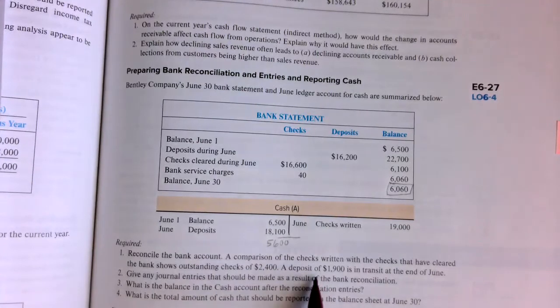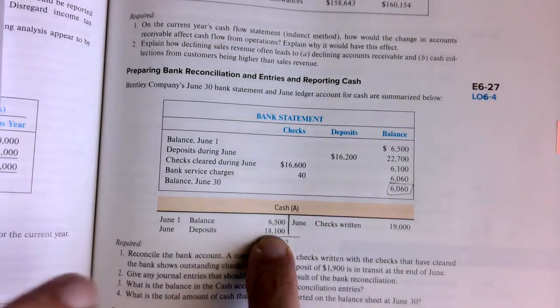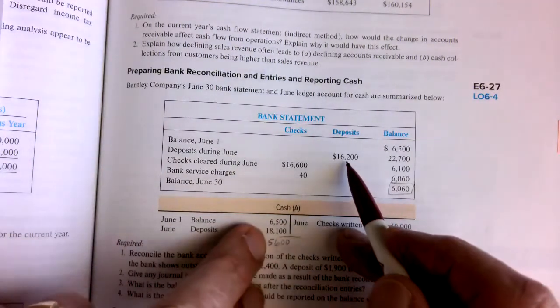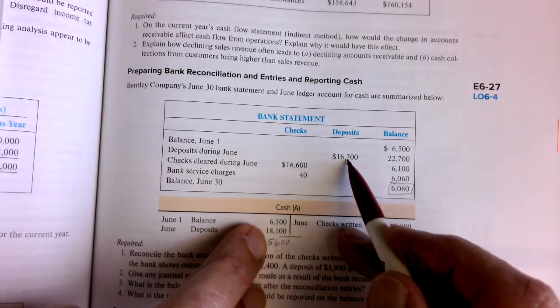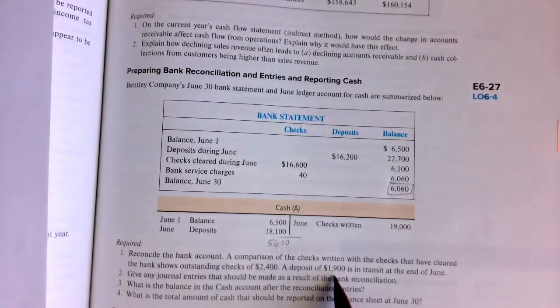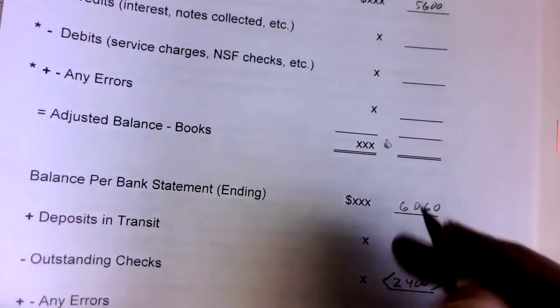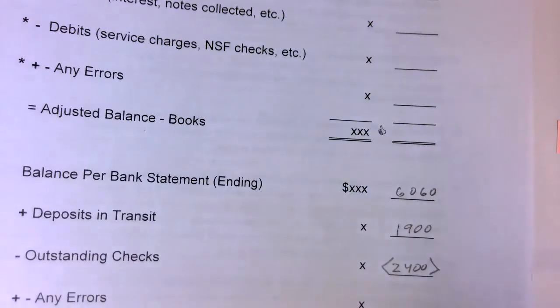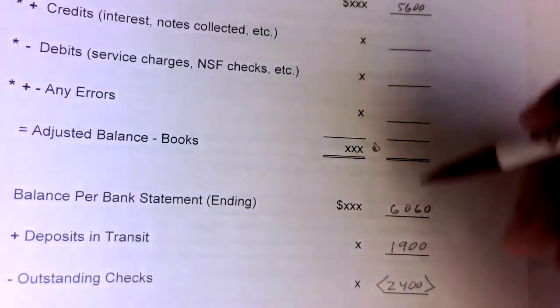Let's see. A deposit of 1,900 is in transit at the end of June. We can check that on our books. We say we made deposits of 18,100, and they say we only deposited 16,200, a difference of 1,900. So we're going to add that to the bank's numbers. We're adding 1,900 for deposits in transit because they didn't give us credit on their books, but we've already added it to our books, so we don't need to adjust our side.